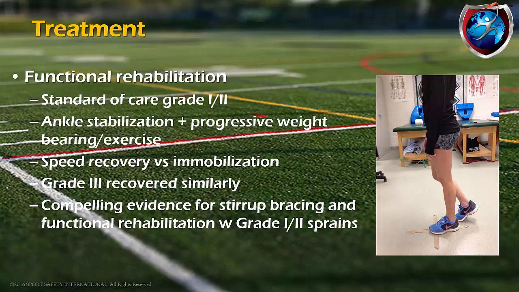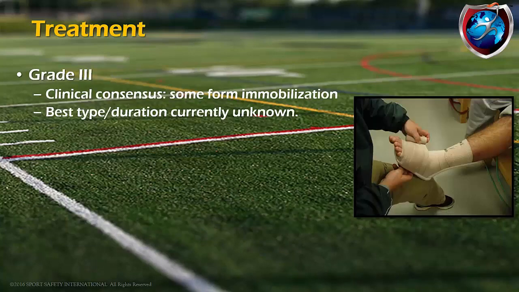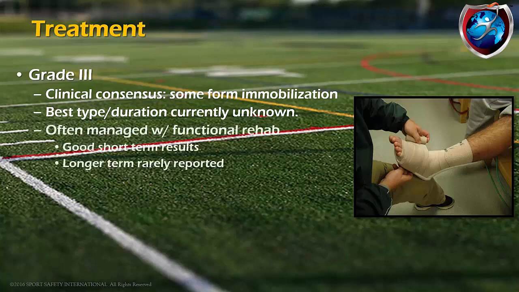There is compelling evidence for bracing and functional rehabilitation in the management of grade 1 and grade 2 lateral ankle sprains. For grade 3 lateral ankle sprains, clinical consensus suggests that some form of immobilization is necessary, although the best type and duration of immobilization are currently unknown. Like grade 1 and grade 2 sprains, grade 3 sprains are frequently managed by functional rehabilitation.